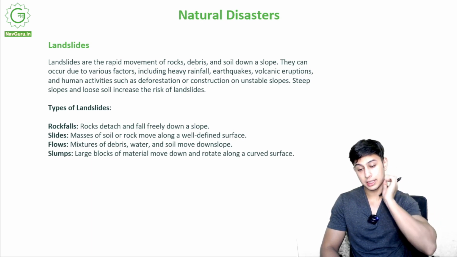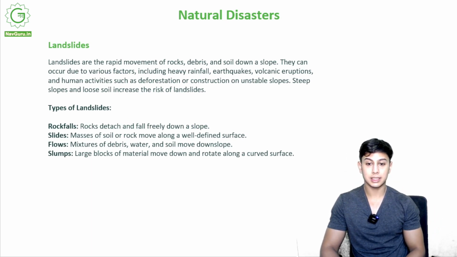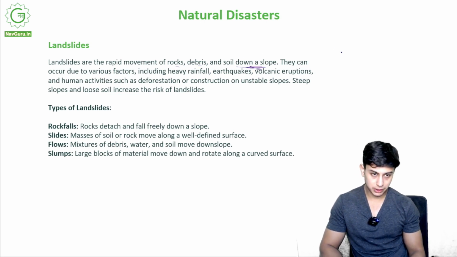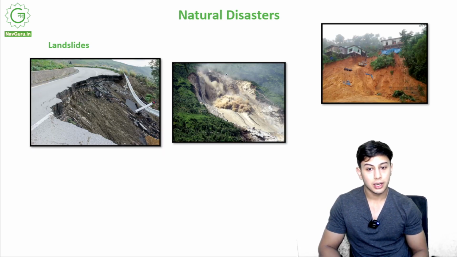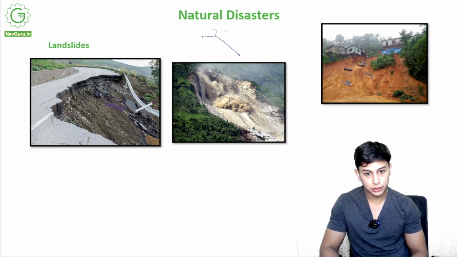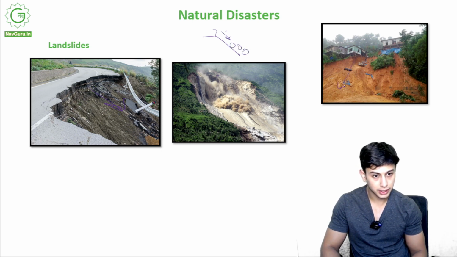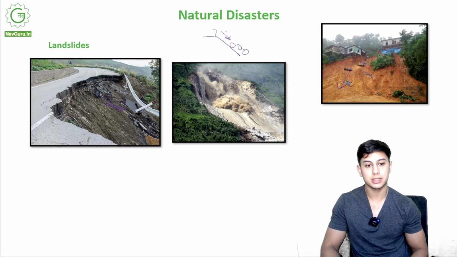Now we come to landslides. So what are landslides? Landslides are the rapid movement of rocks, debris and soil down a slope. So what happens during a landslide is, let me show you. Land slides down a slope, right? This is a slope, it goes like this, and land which was on top is flowing down. Okay, this is a landslide. This is what happens in a landslide.